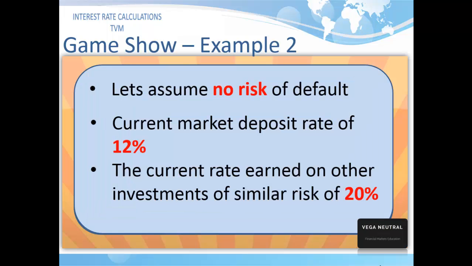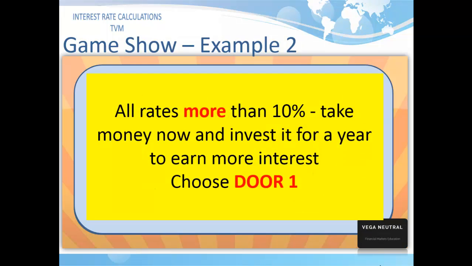In example number 2, the current market deposit rate was already 12%, and the current rate earned on the alternative investments was 20%. So in that instance, with both the other alternatives earning much more than our implied 10%, we'll be better served taking the money today and investing it ourselves in one of the other two investments that's out there. So in that instance, we chose door number 1.